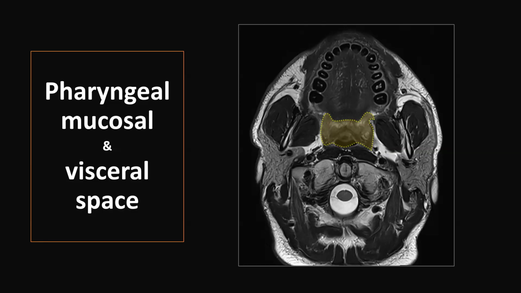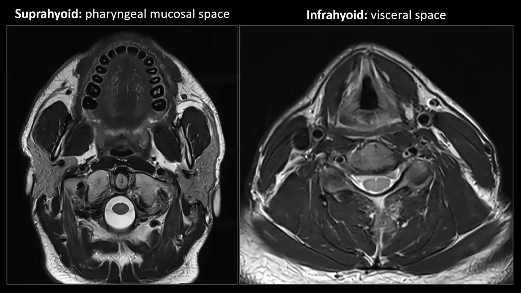and that would be the pharyngeal mucosal space in the suprahyoid neck and the visceral space in the infrahyoid neck. Remember, the pharyngeal mucosal space and the infrahyoid visceral space are continuous with one another, so the distinction between the two spaces is a bit arbitrary. So in the suprahyoid compartment, we talk of a pharyngeal mucosal space and in the infrahyoid compartment of a visceral space.